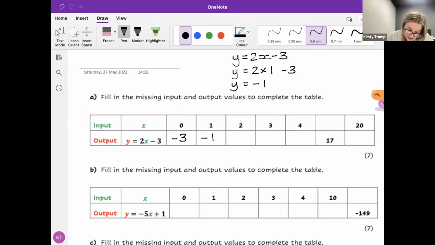Okay, let's carry on going. My next input for x is 2. So instead of seeing 1 this time, for me it's really easy, I can just rub it out, but you guys might need to rewrite it to help yourselves. So 2 times 2 is 4, and 4 minus 3 is going to give me 1.